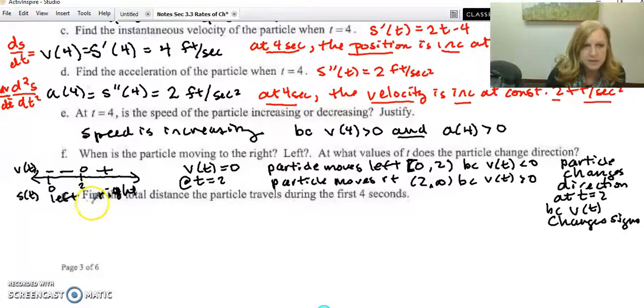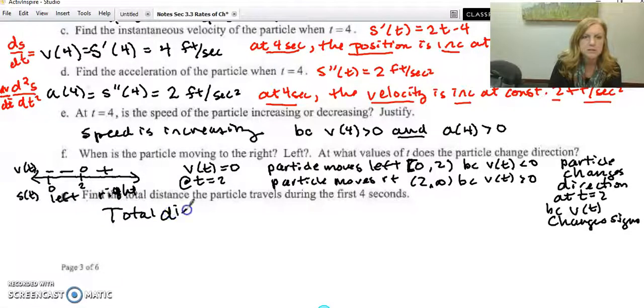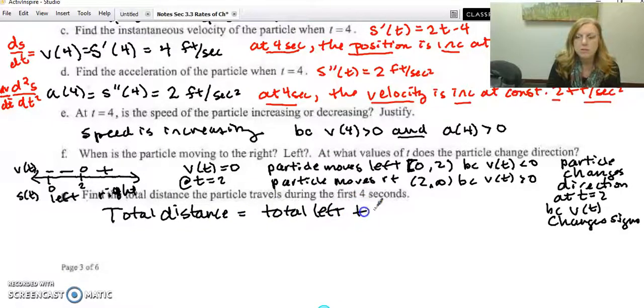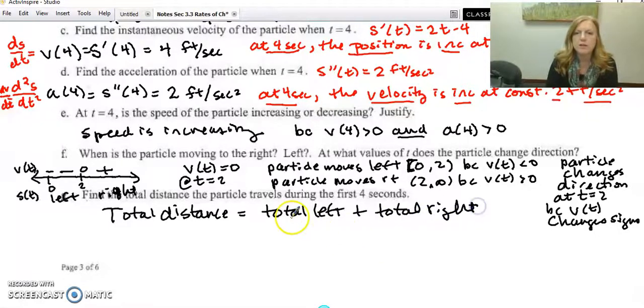All right, and then find the total distance the particle travels during the first 4 seconds. So what you need to do is, when you're talking about this, I went left for a while, stopped, turned around, and went right. So I need to figure out how much I went left. All right, so my total distance equals the total going left plus the total going right, because I went left and then right.